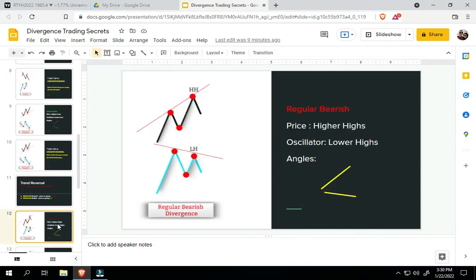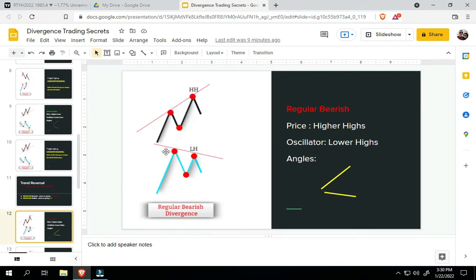So with a regular bearish, your higher highs are forming, like in an uptrend. Your oscillator is going to show lower highs. So it's going to create this less than signal, this less than angle. And anytime you're talking about bearish, your angles are going to be measured from the top, on the top peaks.